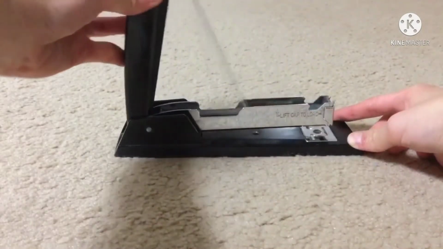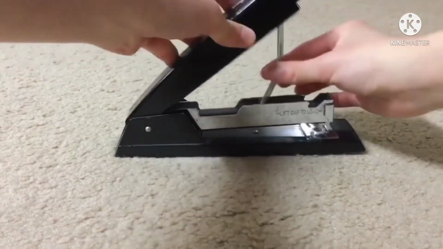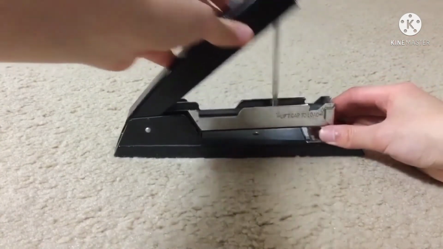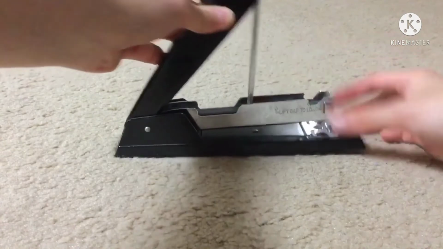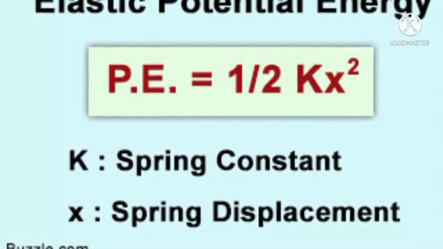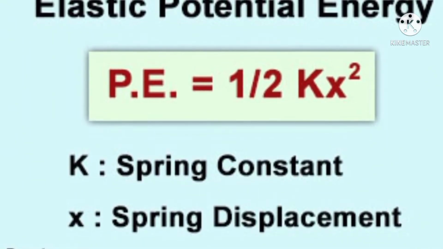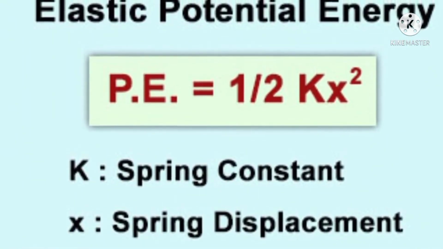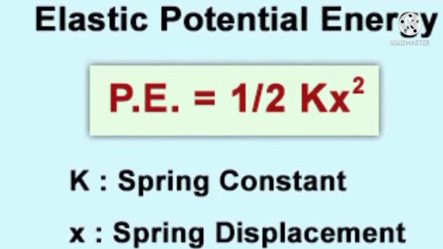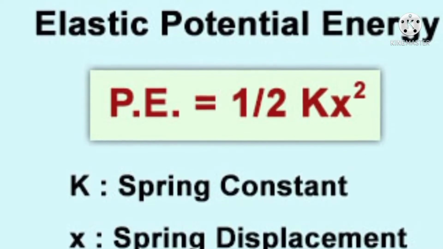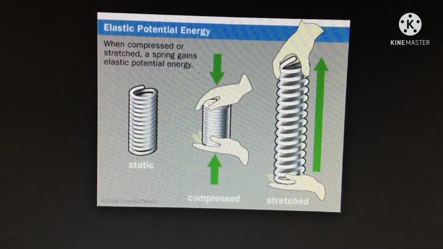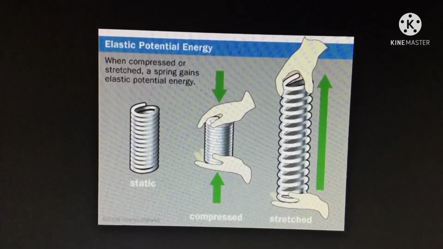Springs display a type of potential energy called elastic potential energy. Springs can be found in everyday objects such as staplers. The formula for elastic potential energy in a spring is potential energy equals 1/2 kx squared, where k is the spring constant, which varies from spring to spring depending on how stiff it is, and x is the distance that the spring has been stretched or compressed. The more stretched or compressed a spring is, the more energy it has.